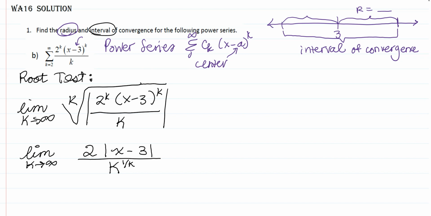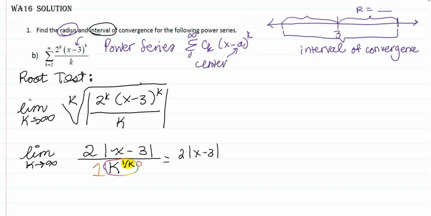So when k goes to infinity, 1 over k is approaching 0. And so k to the 0 power is going to be 1. So this whole thing here is going to be 1. And so our limit is going to equal 2 times the absolute value of x minus 3.